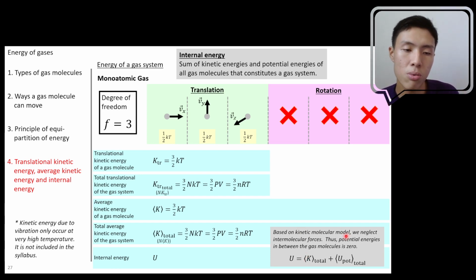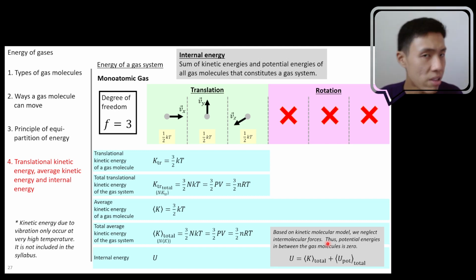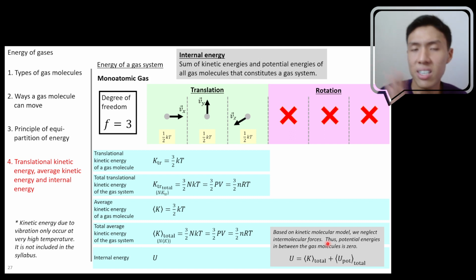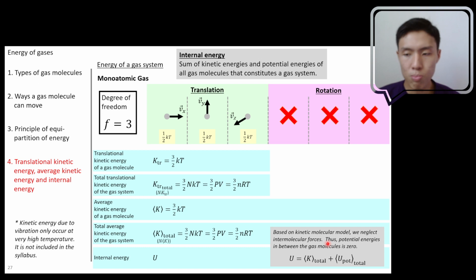In the kinetic molecular model, we make an assumption that we are going to neglect all the intermolecular forces. That means in between gas molecules, we assume there is no attraction or repulsion. So we are not going to include a discussion of hydrogen bond, metallic bond, London dispersion, or dipole-dipole forces. Those forces are neglected in our gas system based on the kinetic molecular model. Because of that, there's no attraction and repulsion, so there will be no potential energy stored in between the gas molecules.